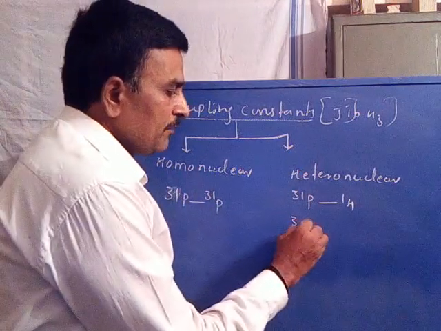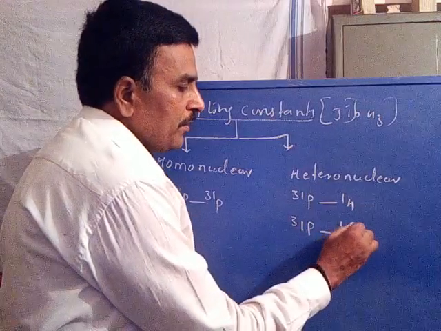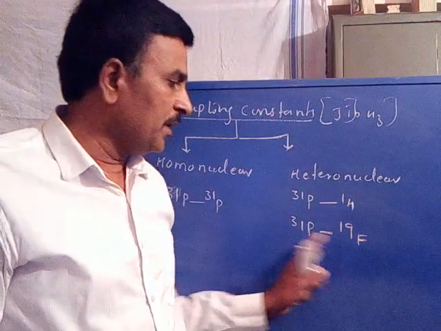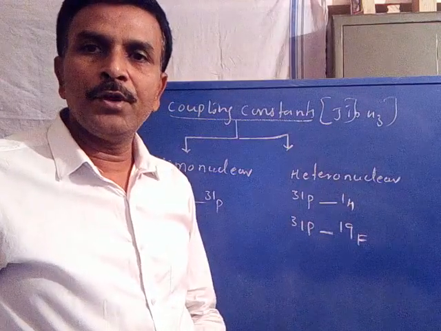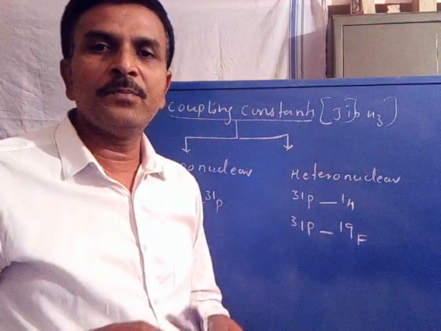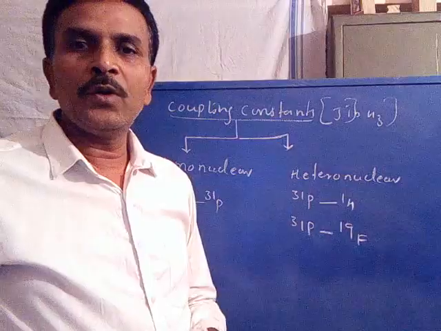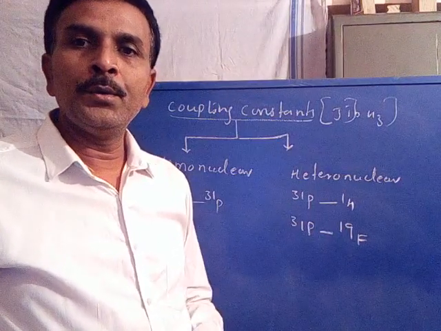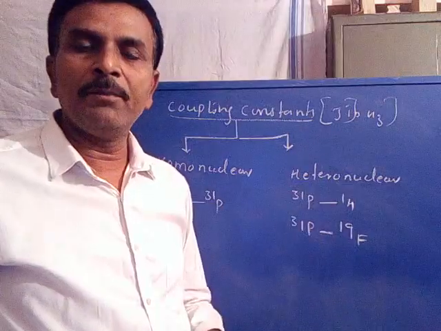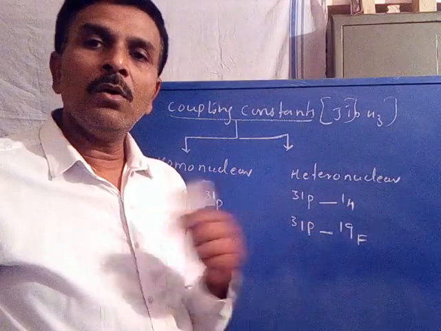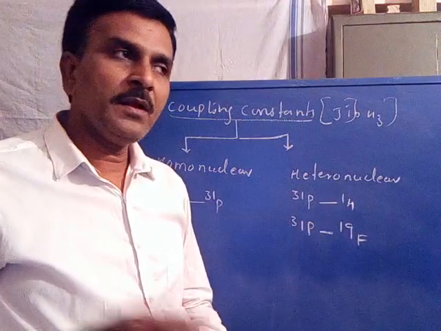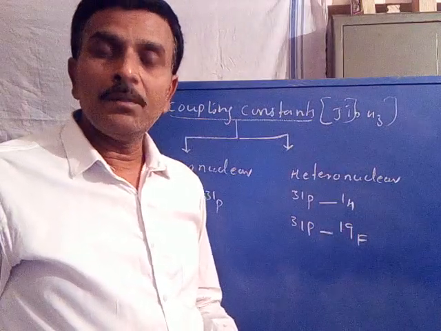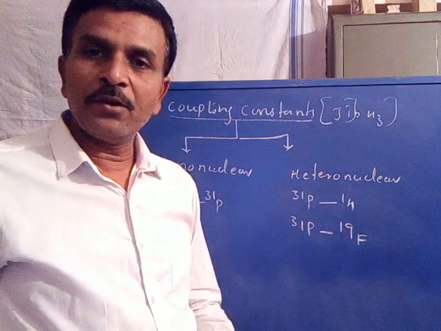Similarly, 31 phosphorus may be coupled with fluorine nuclei. The nucleus of phosphorus is different from the nucleus of fluorine, hence it comes under heteronuclear coupling. So two types of couplings are possible, homonuclear as well as heteronuclear coupling, which is quite similar to the possibility observed in fluorine NMR spectroscopy.